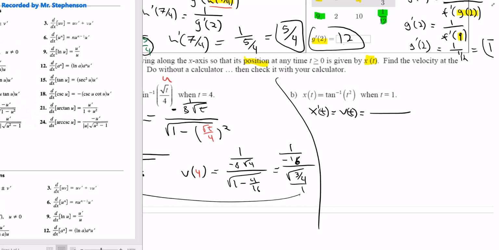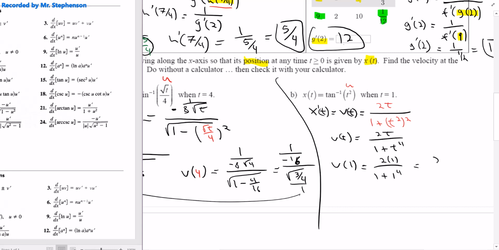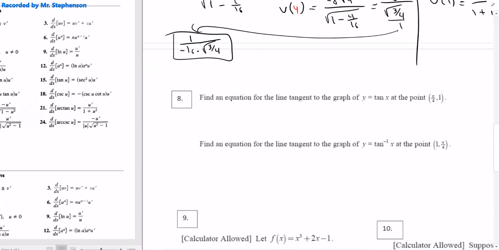So arc tan is u prime over 1 plus u squared. So here's our u, right? It's this t squared. So arc tan is going to be u prime, which is going to be 2t, all over 1 plus u squared, which is going to simplify to my velocity function: 2t over 1 plus t to the 4th. We want to know the velocity at 1, so it's going to be 2 times 1 over 1 plus 1 to the 4th power, which is 2 over 2, which is 1. So my velocity at time equals 1 is 1. All right, so let's keep going.